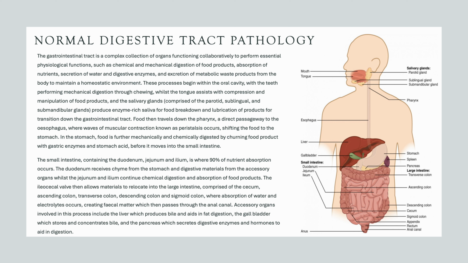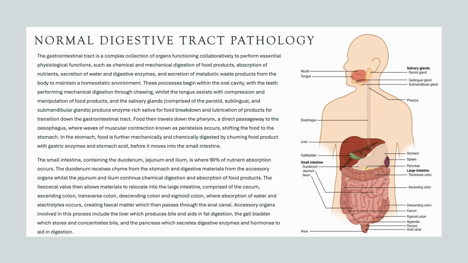Food then travels down the pharynx, a direct passageway to the esophagus, where waves of muscular contraction known as peristalsis occur, shifting the food to the stomach. In the stomach, food is further mechanically and chemically digested by churning food product with gastric enzymes and stomach acid before it moves to the small intestine.